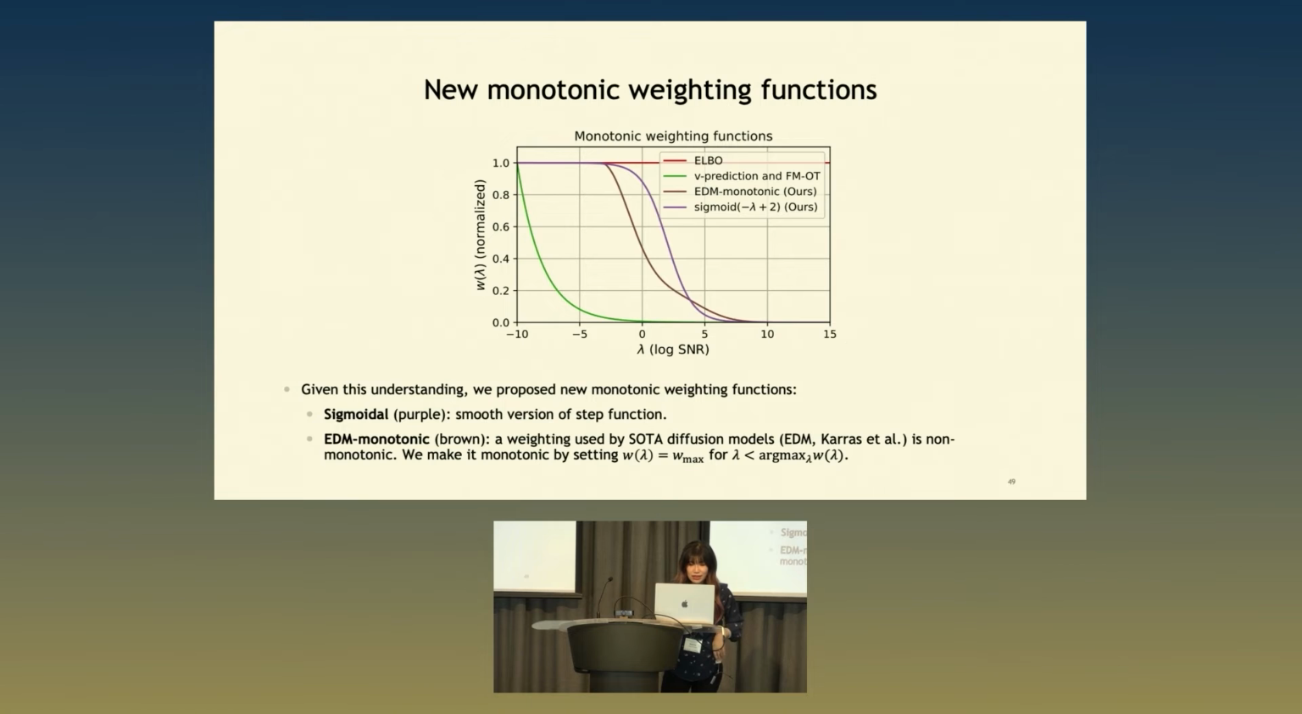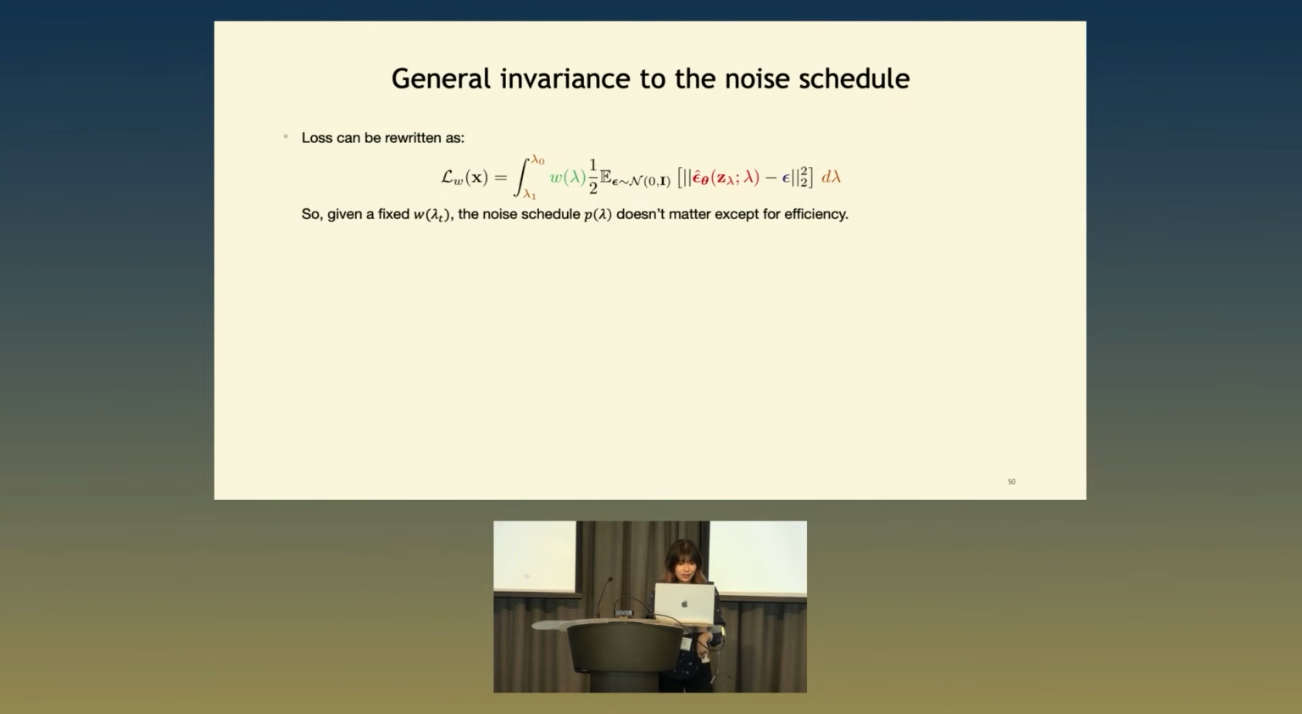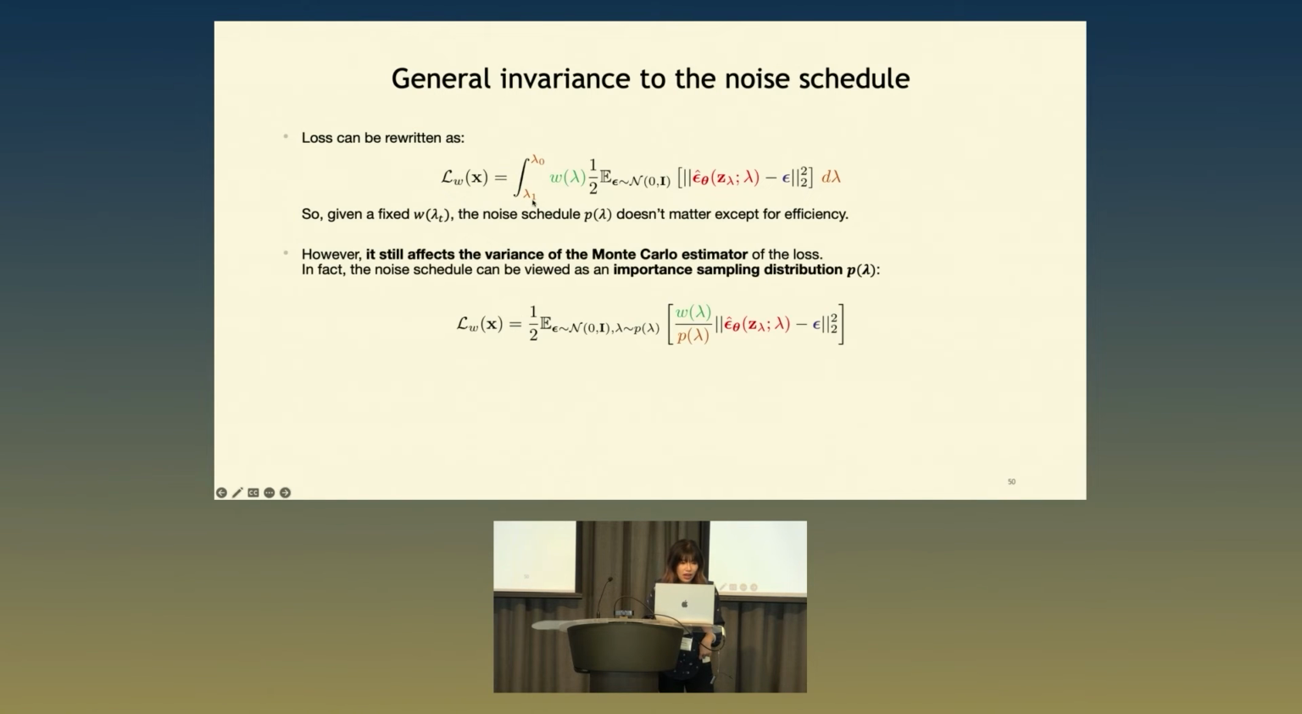Okay, we will see the empirical results later, but before that, I'm going to revisit the invariance to the noise schedule. We can actually show that the weighted training objective is also irrelevant to the noise schedule design. So it is only related to the endpoints of the noise schedule. However, it still affects the variance of the Monte Carlo estimator, because this integration cannot be computed in a tractable form, so we have to sample Monte Carlo samples to estimate it. To be more specific, this noise schedule can be viewed as an importance sampling distribution if we write the weighted loss in the following form.